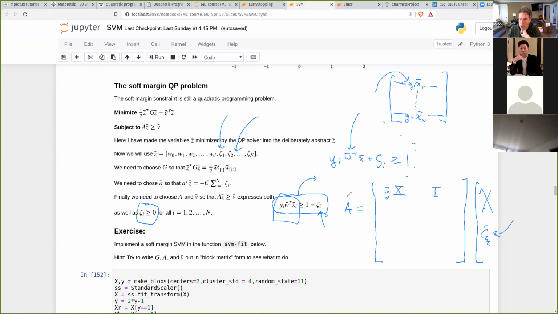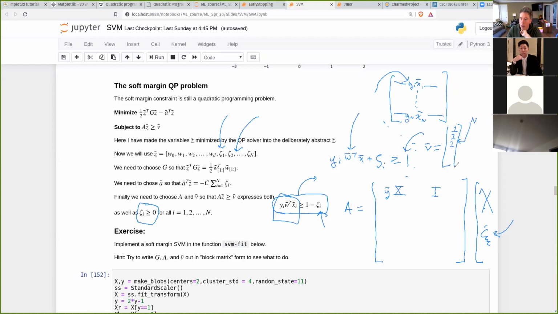Okay, now what else? So that deals with this. And now v, as before, this v vector is going to be mostly 1s. So it's going to be 1, 1, 1. How many of those 1s will there be? There's going to be n of those 1s at first.